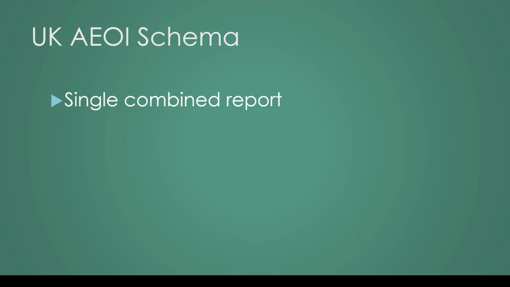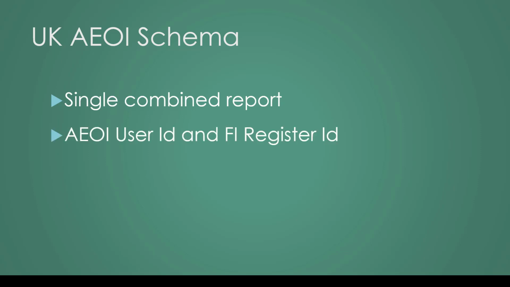One of the key differences is that a single combined report is required, whereas in many countries an FI would file a FATCA report and a separate CRS report. In the UK it's all combined into one. Secondly, financial institutions and those reporting on behalf of FIs are required to register with the UK HMRC AEOI reporting service, and this then issues an AEOI user ID, and for each FI an FI register ID. The reason that's important is because these identifiers are used within the actual submission.